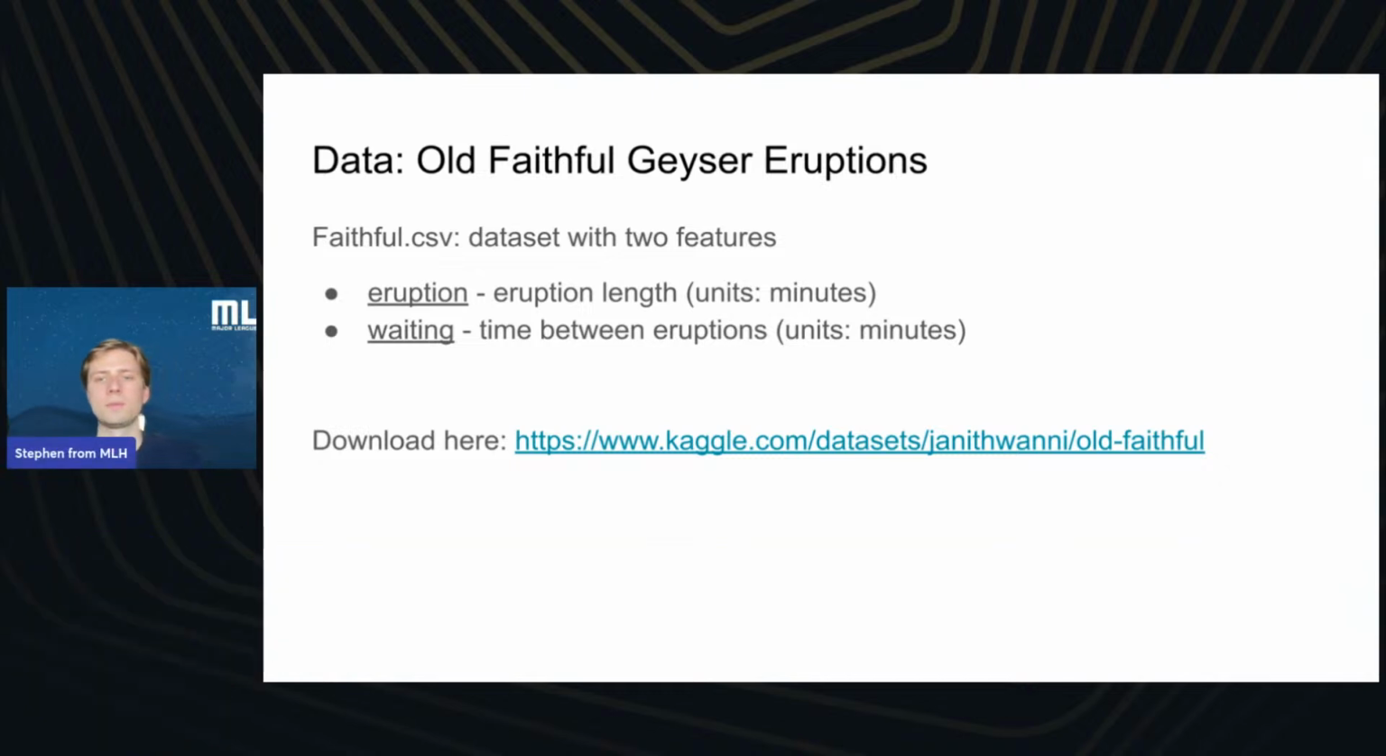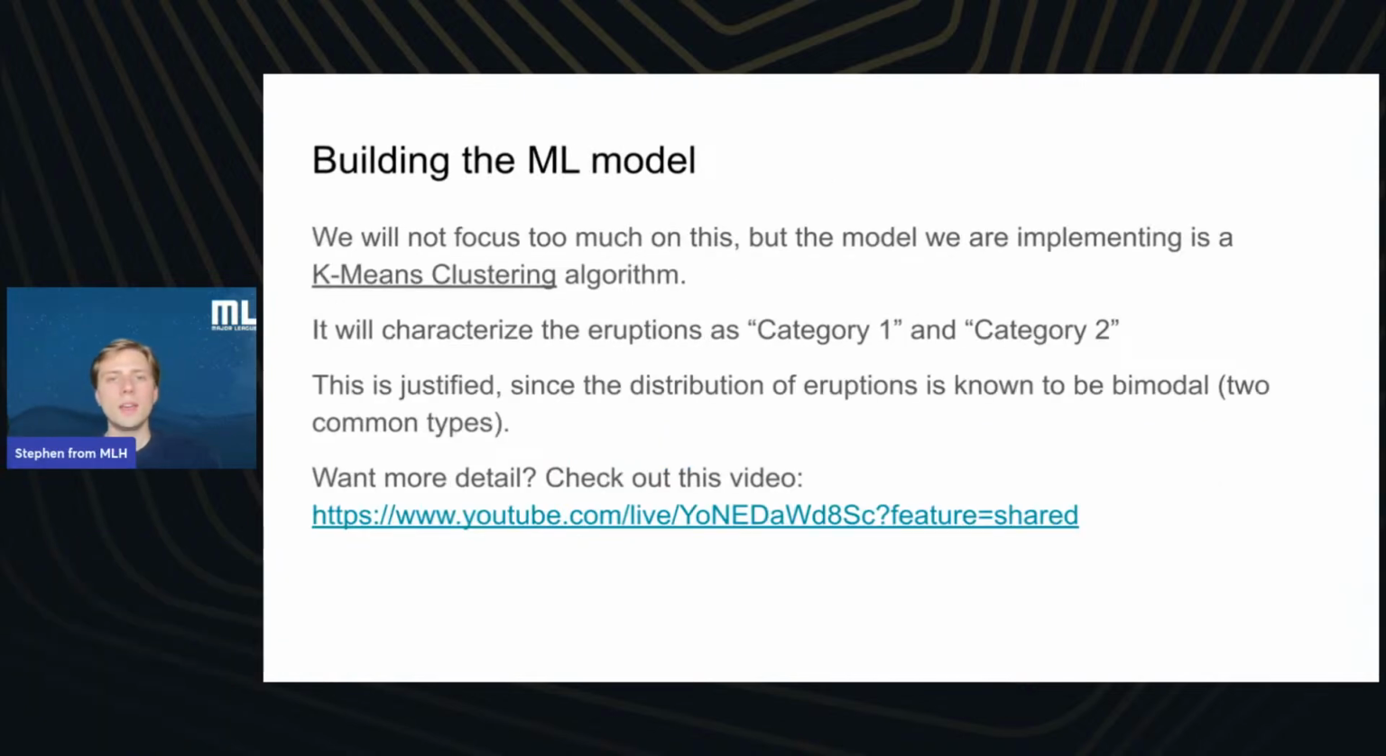Okay. But yeah, so we will now build the ML model, and we will not focus too much on this, but the model that we're implementing is what we call a k-means clustering algorithm. And k-means is designed to characterize the eruptions as category 1 and category 2 eruptions. And this is justified since the distribution of eruptions is known to be bimodal, meaning that there are two common types of eruptions.